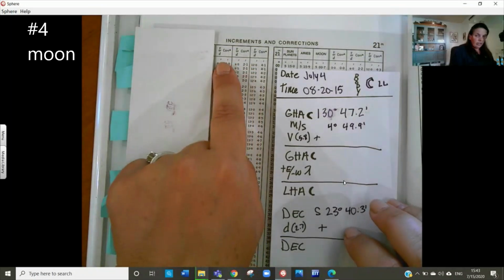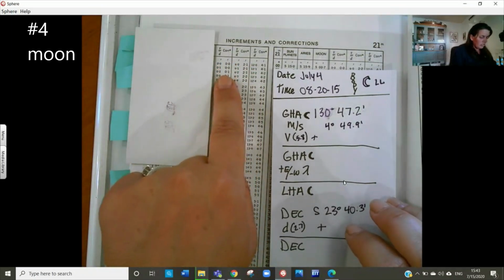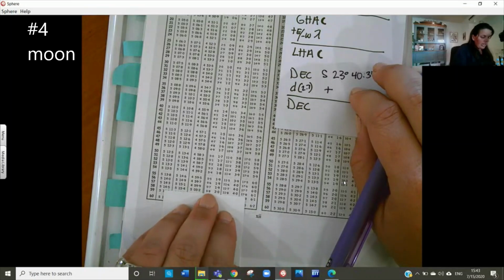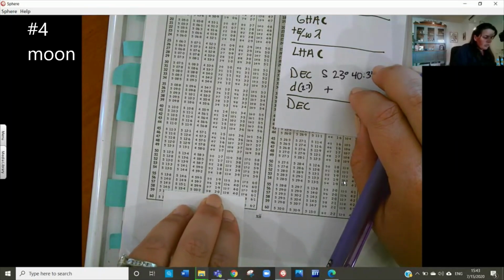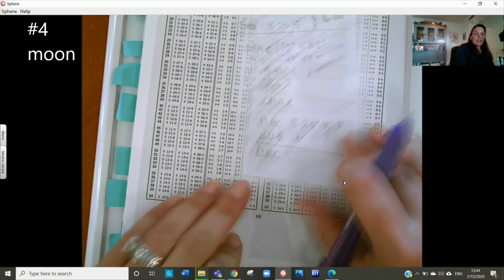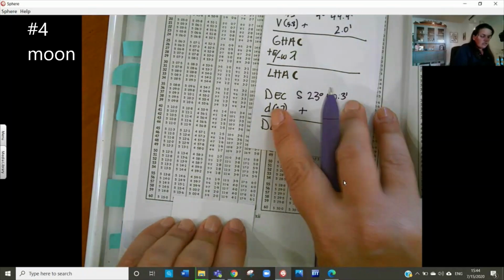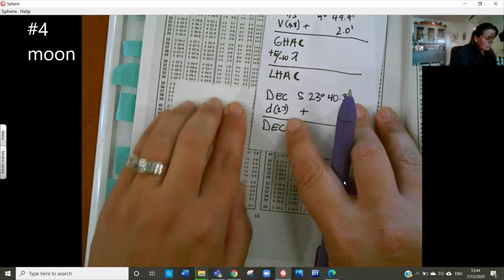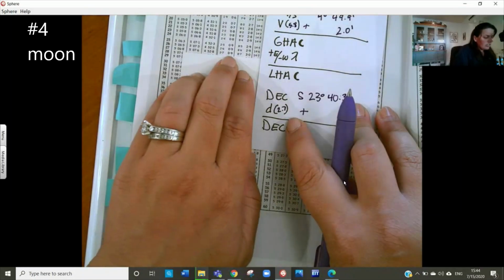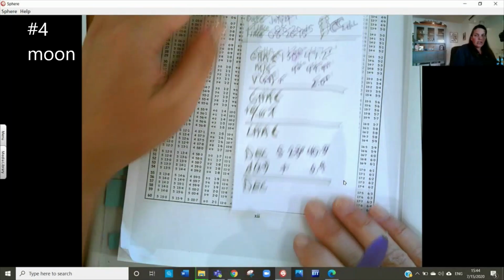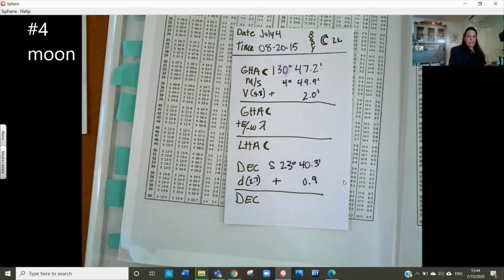And then we're going to use our V and D section here. So our V, our little v, was 5.8. So we need to find 5.8, which is all the way down here at the bottom. So we have 5.8. Our correction would be 2.0 minutes. And then we also have a D correction for our declination of 2.7. So we need to find 2.7. Here is going to be 0.9.